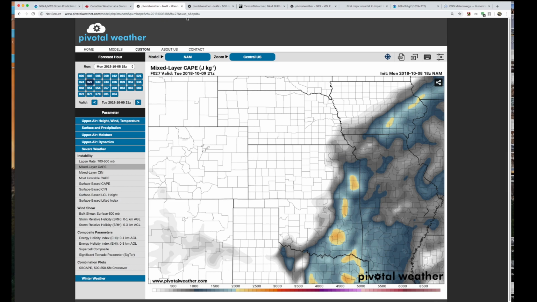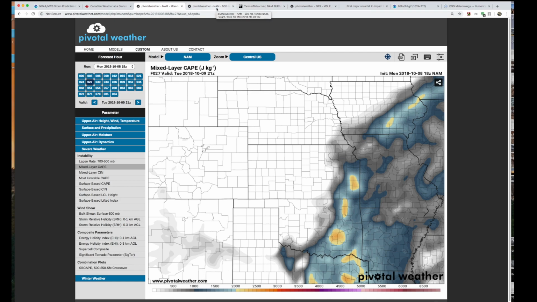Now we're going to talk about something else. Since we know that the trigger will basically kick the atmosphere in the bum to initiate thunderstorms, now we know that there's instability to support fairly strong thunderstorms. Now we want to know how long these thunderstorms will last. And to look at that, we need to look at moisture.